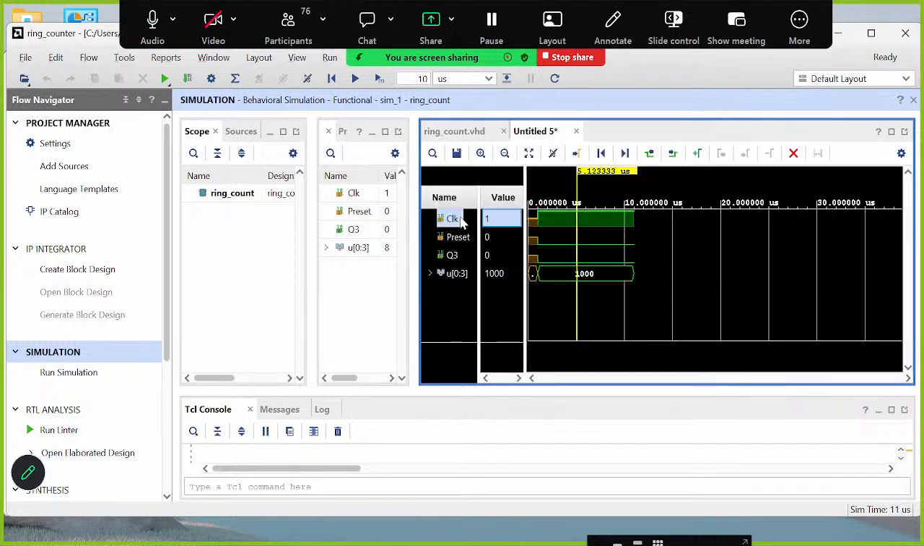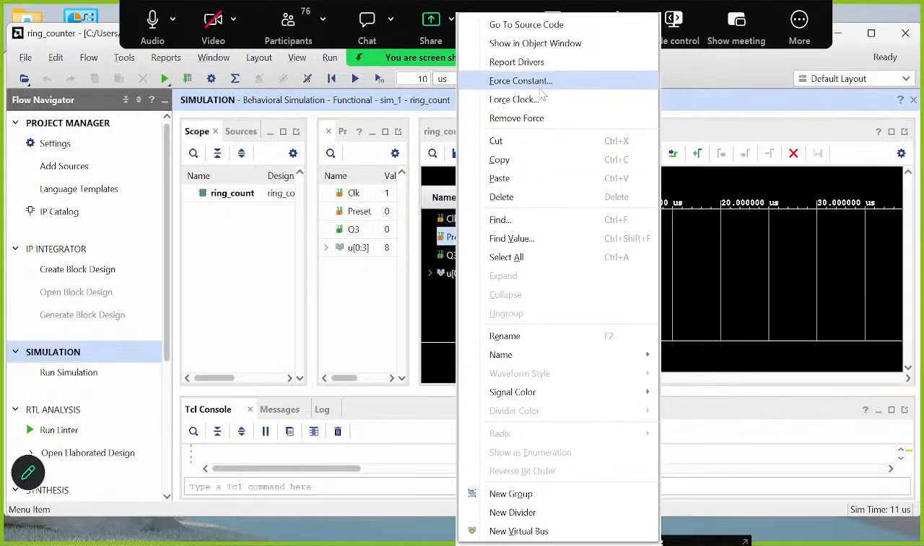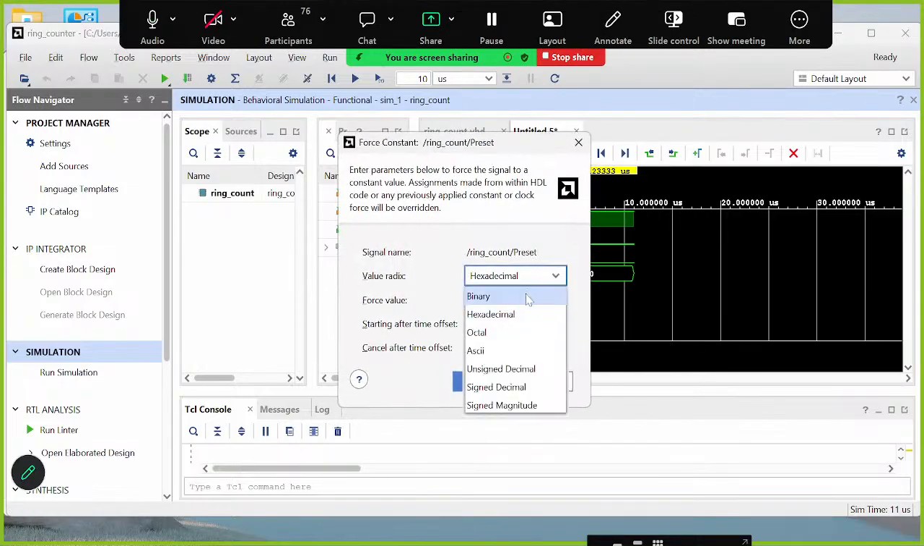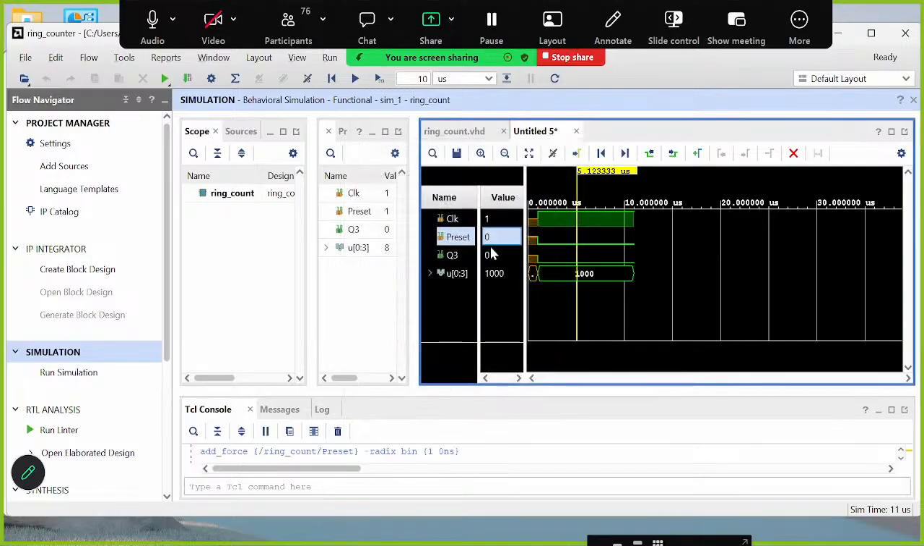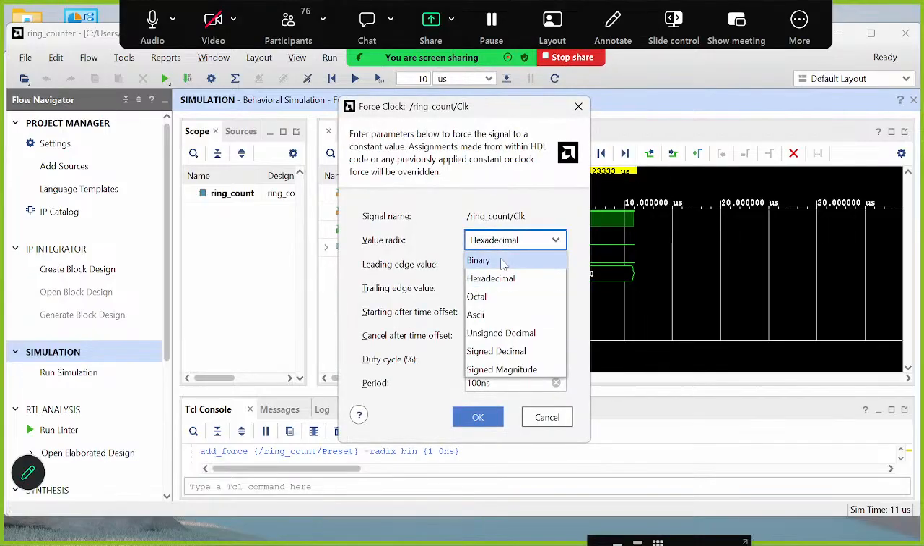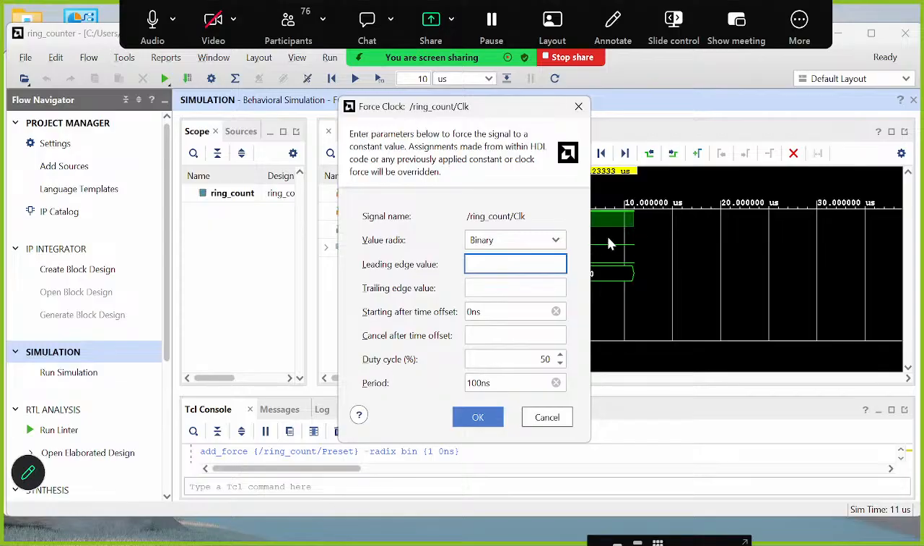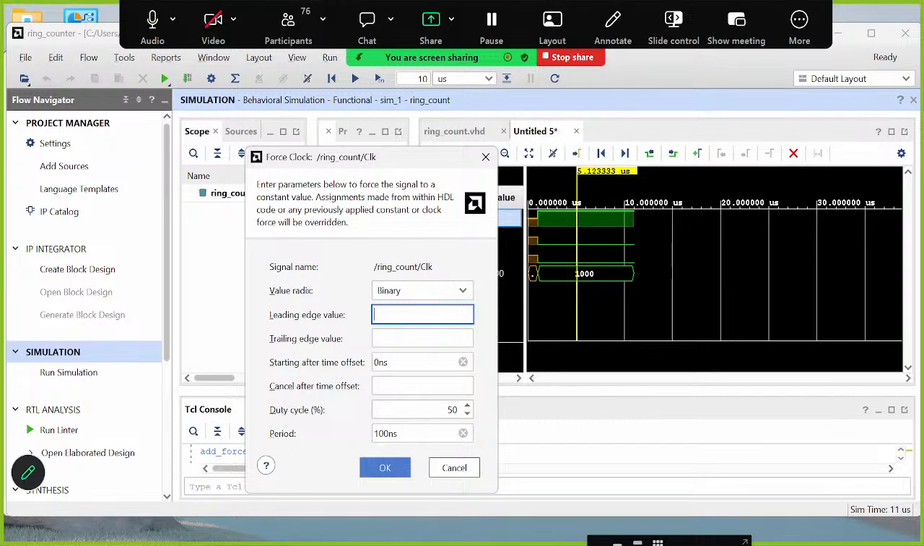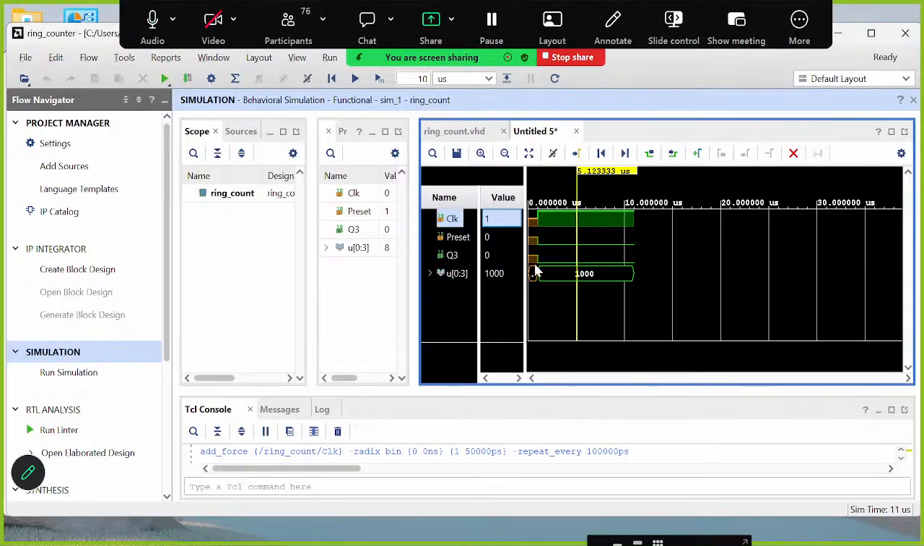Okay. Now you will see when I make this preset disable. Let me make this preset disable and now apply this clock as a clock, force clock. Let's say leading edge value is 0 and trailing edge value is 1, because last time I had applied it as 1. Last one is 1 and I am going to have lead edge 0, and let's apply. Okay, and now I will run this.